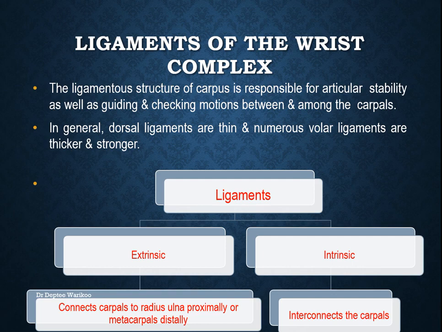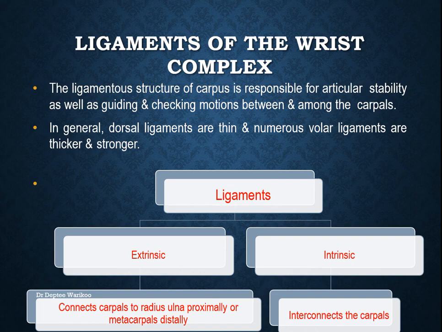Now, what are the ligaments of the wrist complex? The ligamentous structures of the carpus are responsible for articular stability as well as guiding and checking motions between and among the carpals. The tremendous individual differences that exist in the structure of the carpus can perhaps be appreciated when we read about the ligaments and how they control it properly.